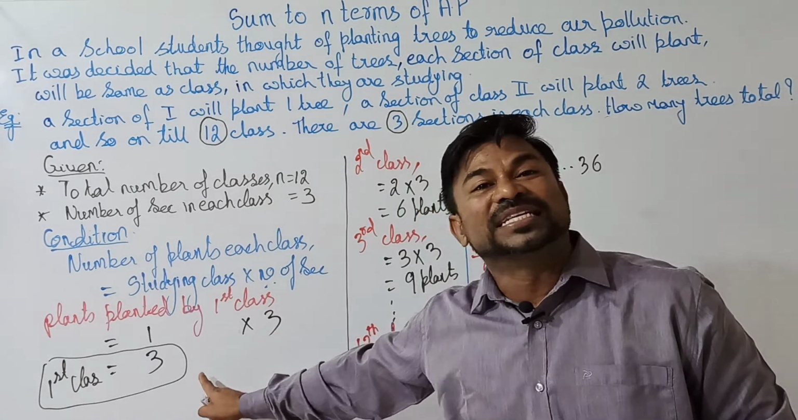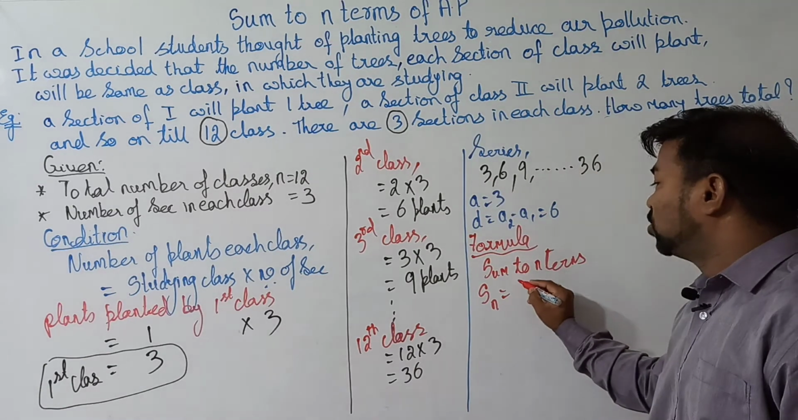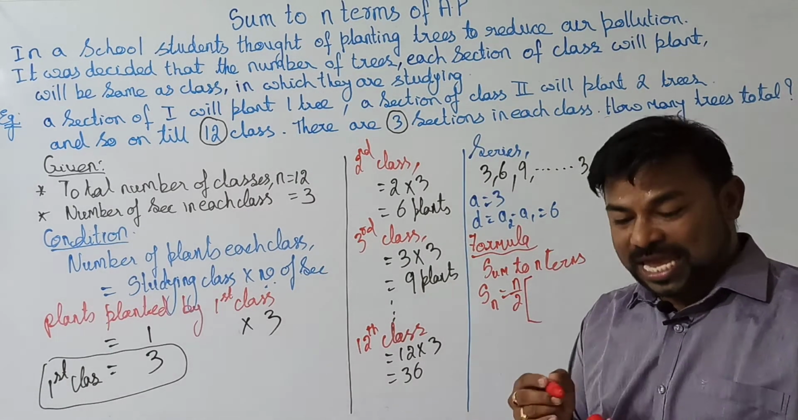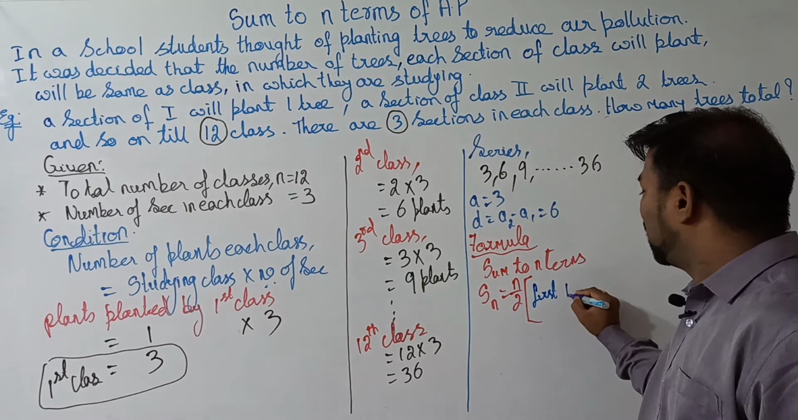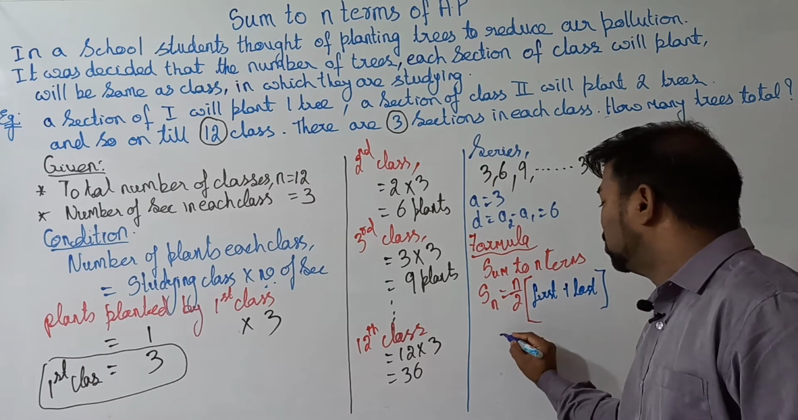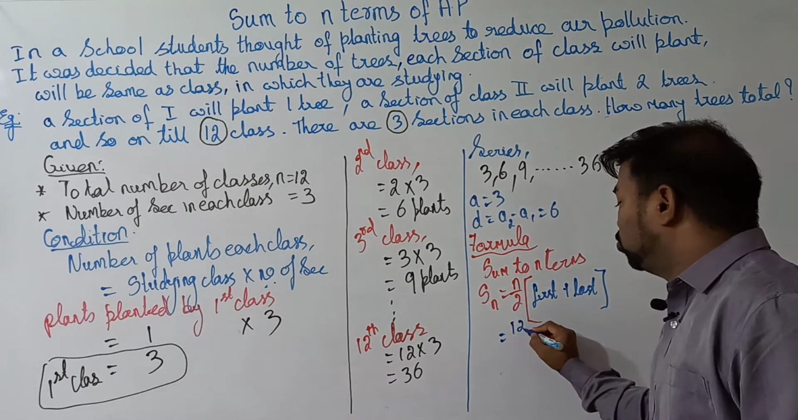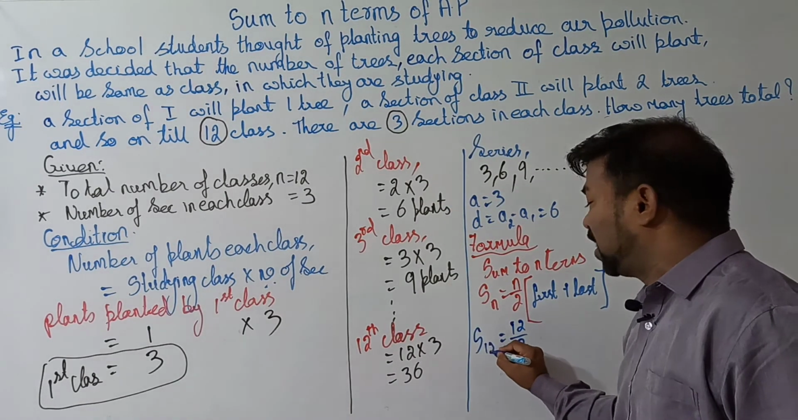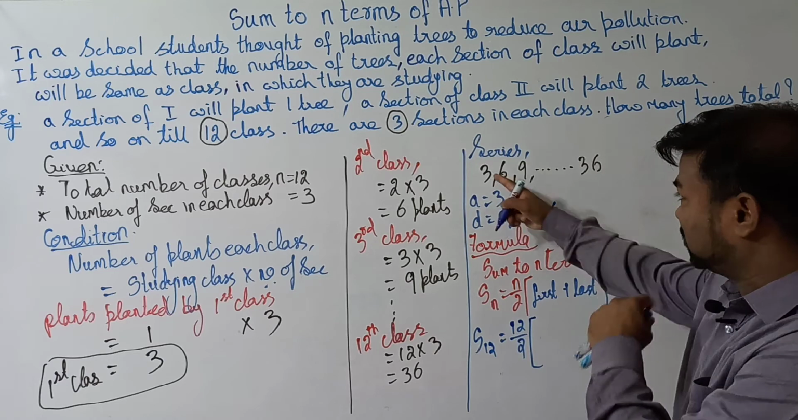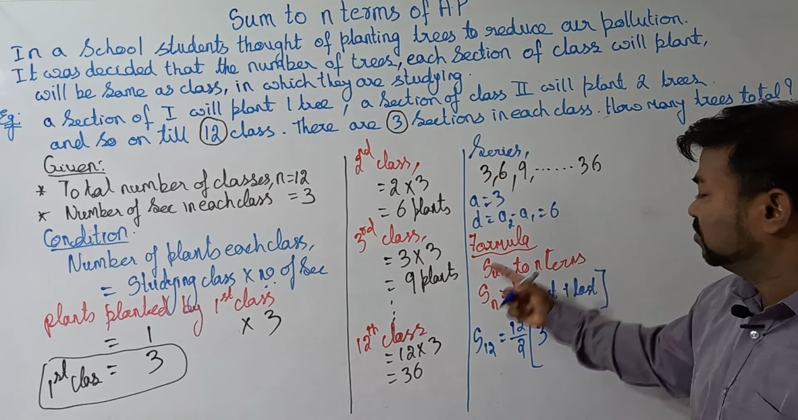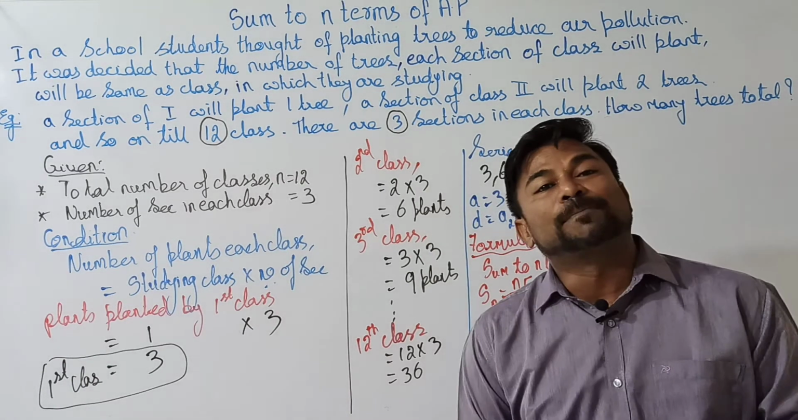Which is the first term? It's nothing but 3. And which is the last term? It is nothing but 36. First term and last term. So n by 2 into a plus l, where a is nothing but the first term plus the last. Let's use this formula. How many classes are there? Totally they are 12. 12 by 2, we are finding S12 now. What is the first term here? 3. And what is the last term? Just now we have seen in the series, it's nothing but 36. This is the application of the formula.